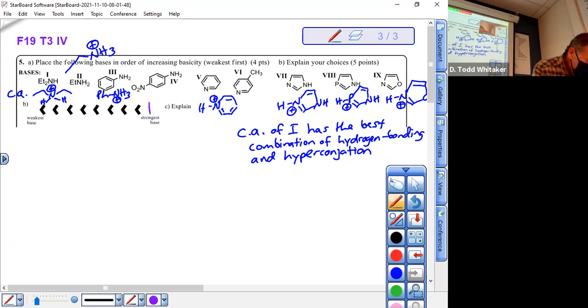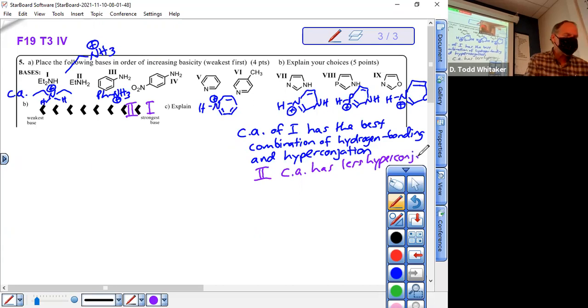And its close second is the primary. Okay. And that covers those 2. 2 Ca has less hyperconjugation, right? So I got 1 R group. It's got more hydrogen bonding, but apparently it's best if you have a little bit of both.